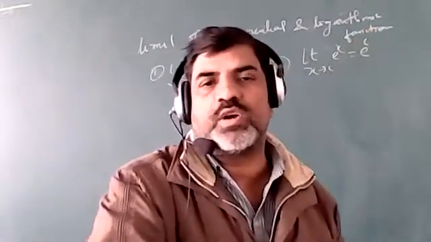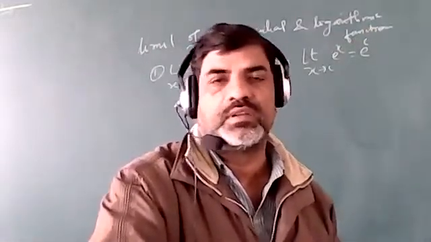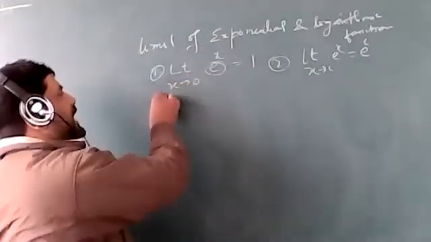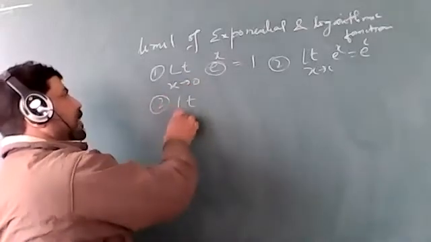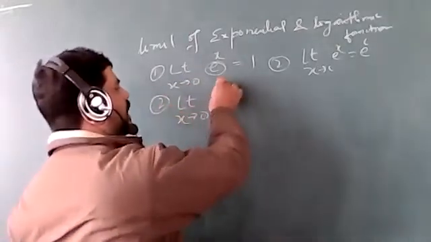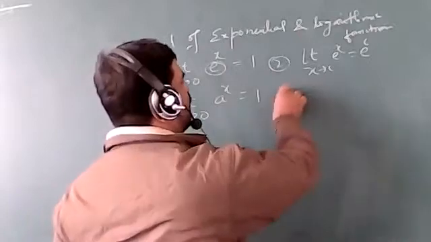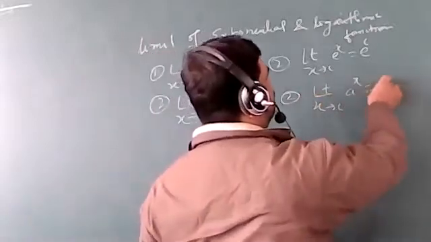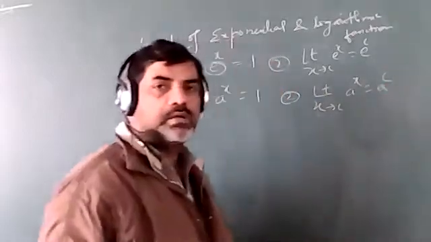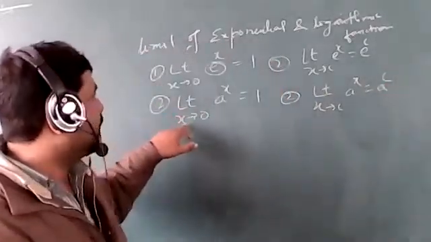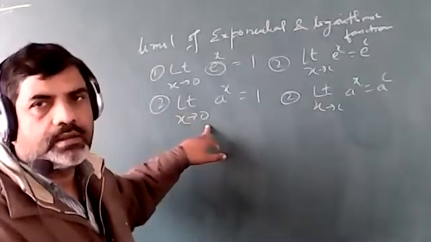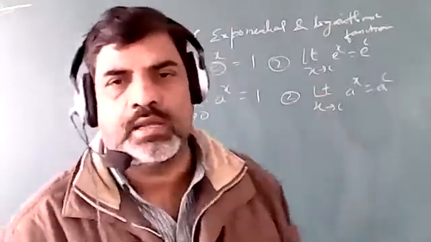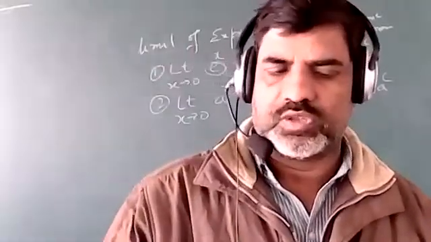Limit x tending to 0, a to the power x also becomes 1. In place of base e, if you write base a, limit x tending to 0, a to the power x becomes 1, and limit x tending to c, a to the power x becomes a to the power c. You may notice the difference: here x tends to 0, and here it is approaching c. C may be any number, x tending to 1, x tending to 2, so the value will change.